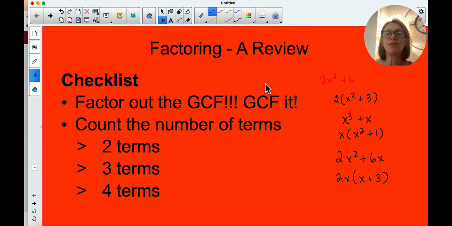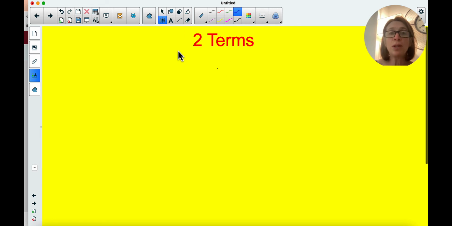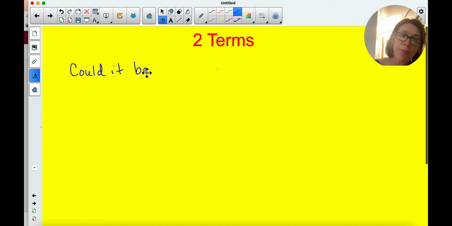But then after we've done that, there could be something that is left to be done. So the next step in our list would be to count the number of terms you have. Right now in Algebra 2, you're going to be looking at polynomials that have 2 terms, 3 terms, and 4 terms. So let's start with 2 terms. If it's 2 terms, you want to ask yourself, could it be the difference of 2 squares?